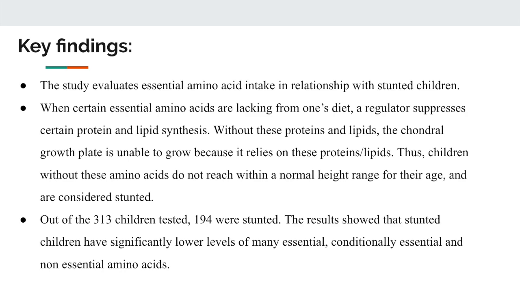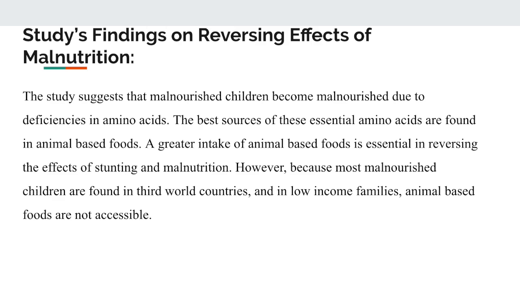An example of an essential amino acid found at a low level is methionine. An example of a conditionally essential amino acid found at a low level is glycine. And a non-essential amino acid example is serine. These examples are only one of the many amino acids from their categories found at low levels. The study that we looked at suggested that malnourished children become malnourished due to low levels of important amino acids.